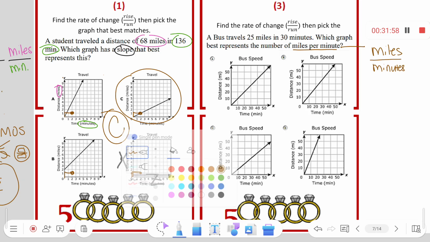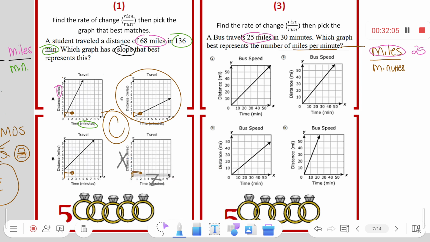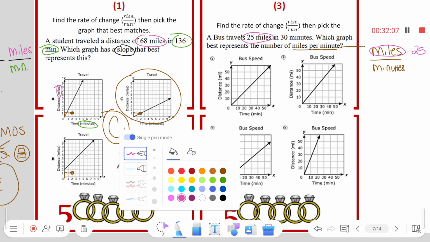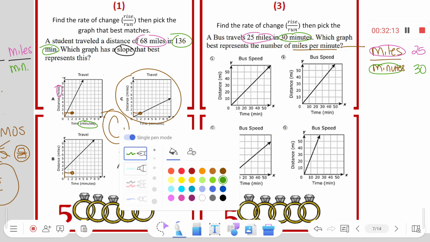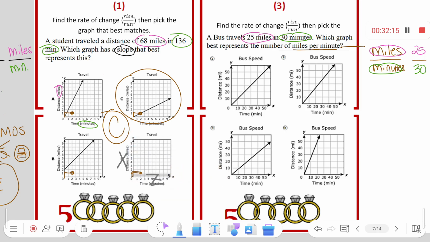And they told us in the story that we have 25 miles and we have 30 minutes. Which means the slope, 4 miles per minute, is 25 over 30. In this case, I don't have to use Desmos to divide because these numbers do go up to 25 and 30. So 25 is between the 20 and the 30.